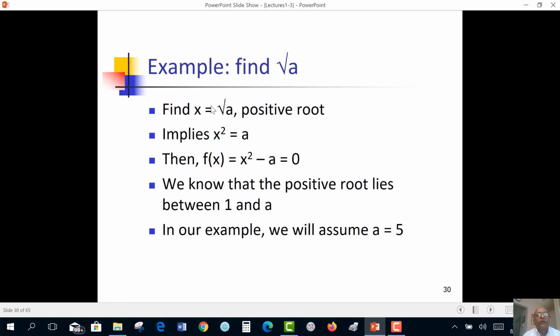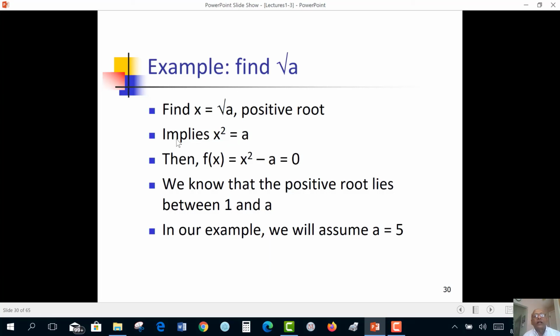So let's say we want to find x is equal to the square root of a. We want to solve this equation. We are given a, we want to find x, and let's also suppose we are only interested in the positive root. We know that it has two roots, positive and negative. We are only interested in the positive root.